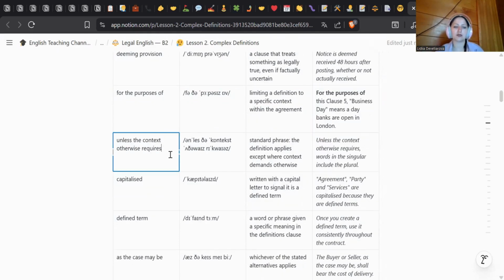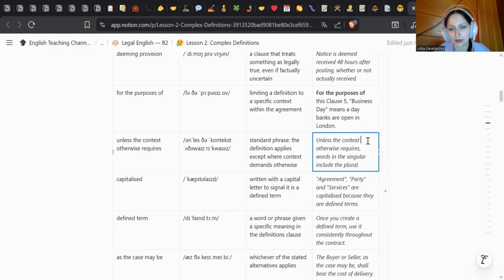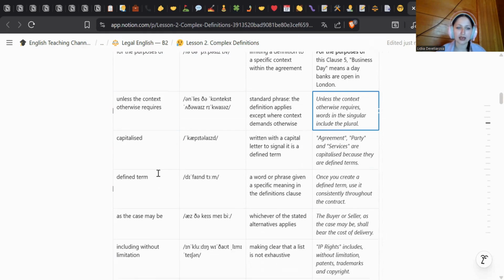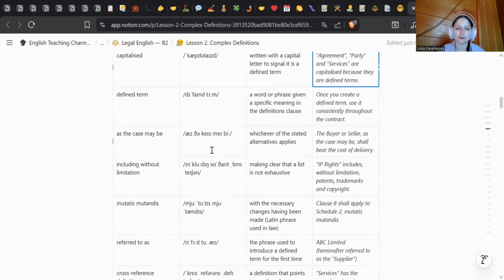Unless the context otherwise requires. It is a standard phrase. It means the definition applies except where context demands otherwise. Unless the context otherwise requires, words in the singular include the plural. Capitalized. It is written with capital letters, big letters, to signal it is a defined term. Agreement, party, and services are capitalized because they are defined terms.